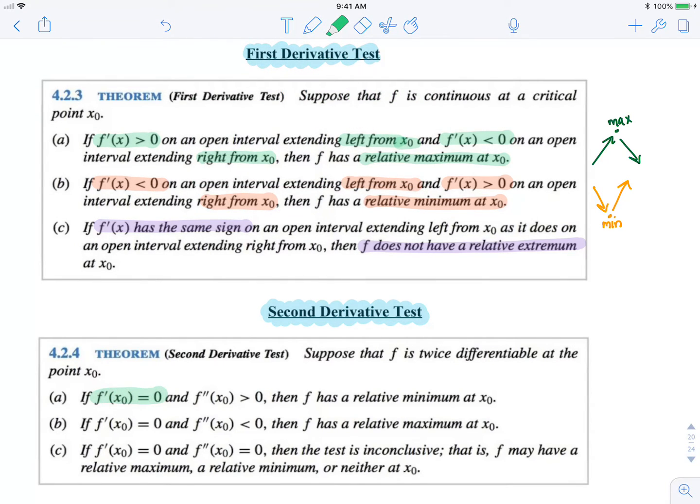So if f prime of x equals 0 and f double prime of x is greater than 0, then we have a minimum. Let's think about what that means. If f double prime of x is greater than 0, then that means it's concave up. So therefore, this point here has to be a minimum. The next option is if f prime of x equals 0 and the second derivative is less than 0, then we have a relative maximum. Remember, if it's less than 0, that means it's concave down. So therefore, that critical value must be a max.